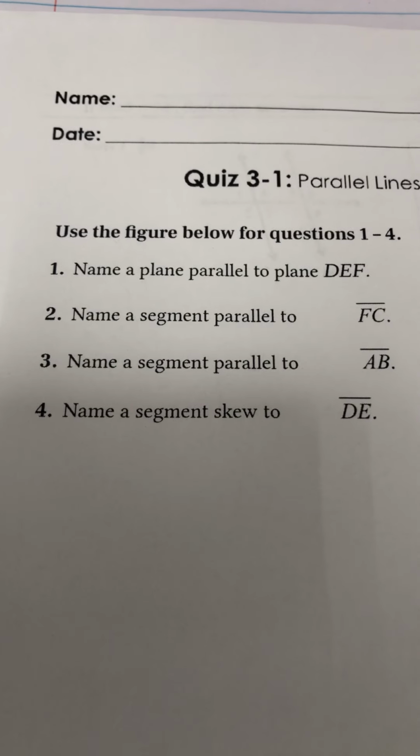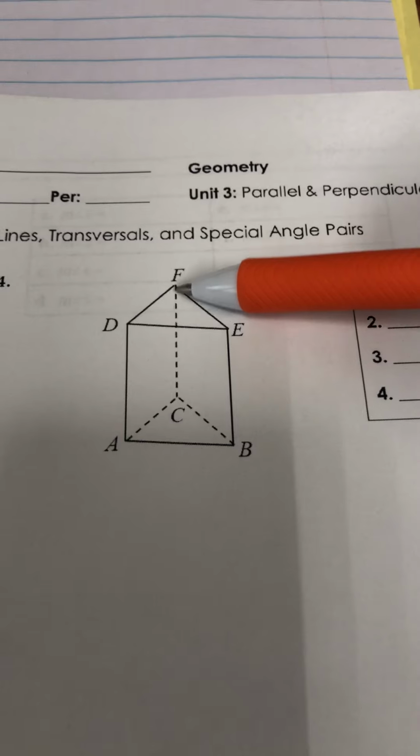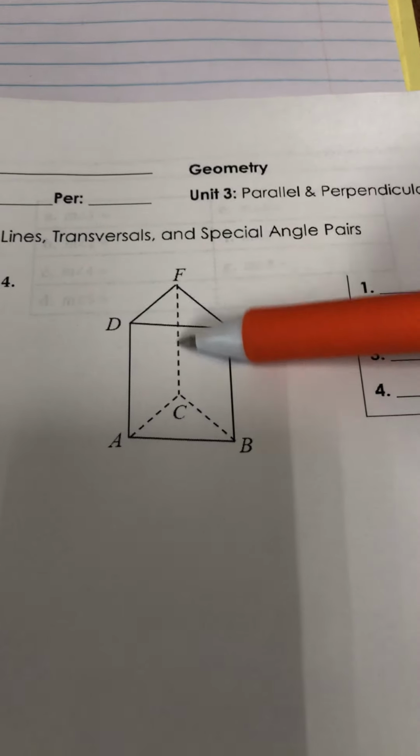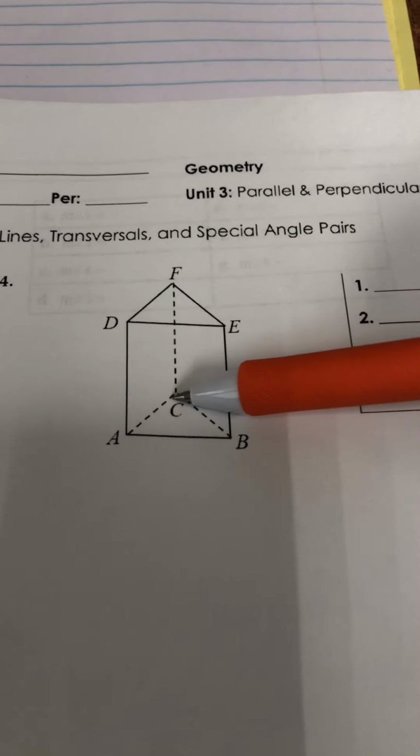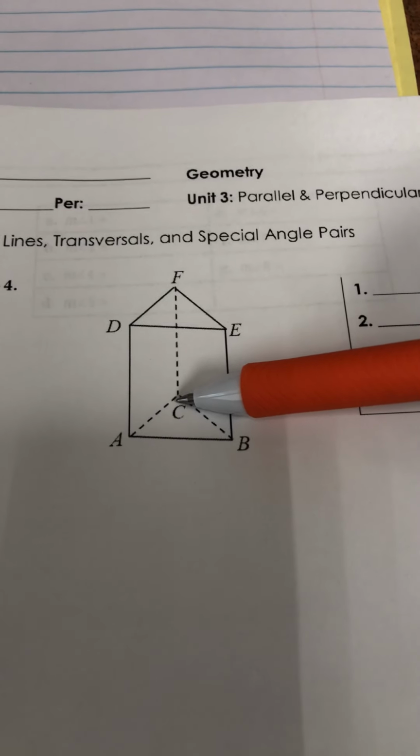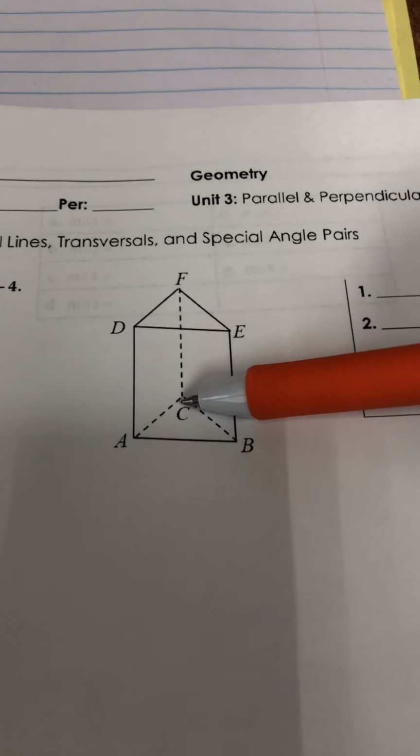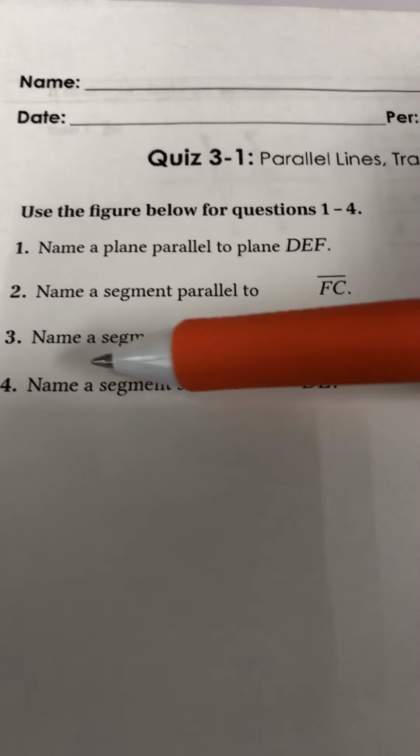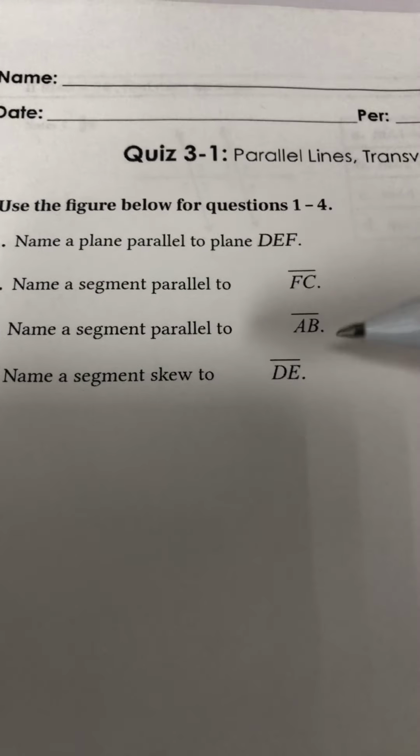Number 2, name a segment parallel to FC. So here you have the line segment FC. You're going to want one going in the same direction, parallel to it, and you have two choices. You just pick one.